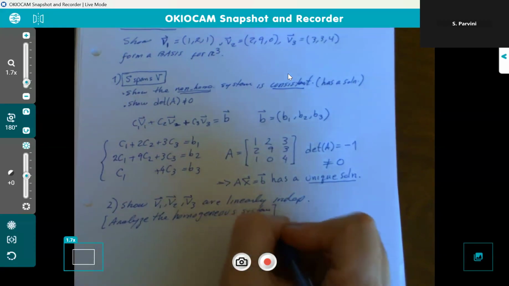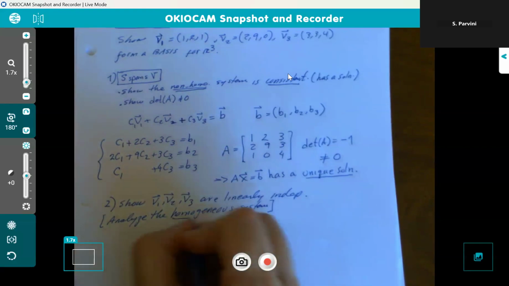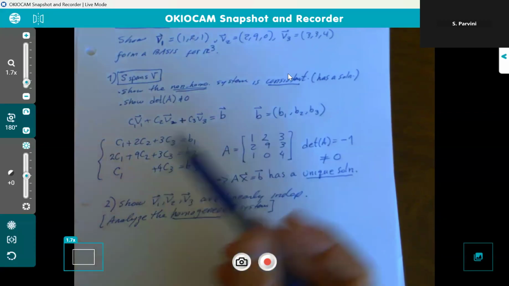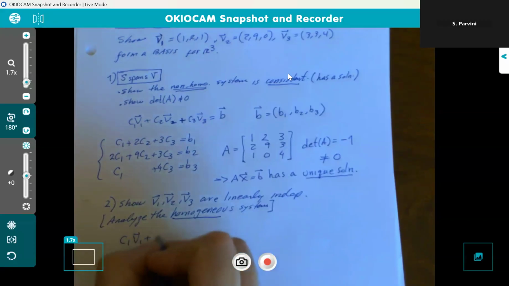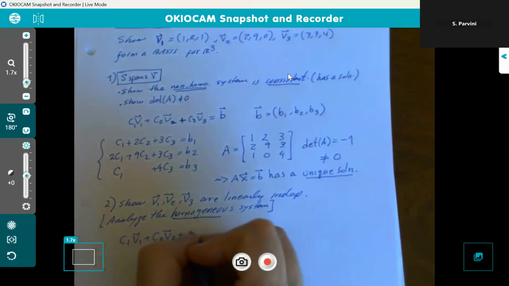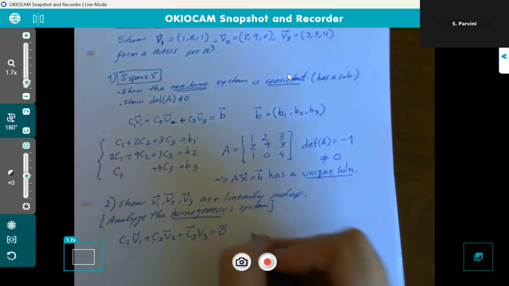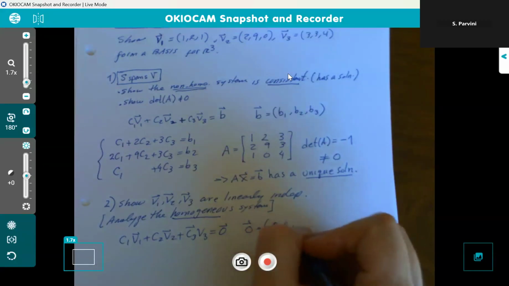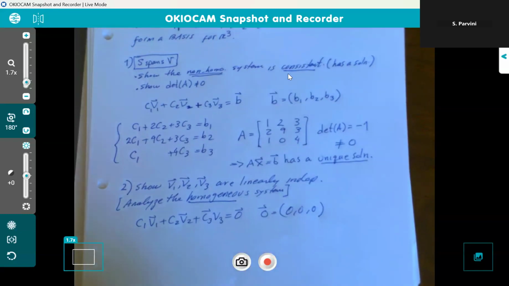Okay, so for spanning, you look at the non-homogeneous system. For linear independence, you look at the homogeneous system. The homogeneous system is pretty much exactly the same thing, except you have 0, 0, 0. So I'm just going to write C1 V1 plus C2 V2 plus C3 V3 equals 0. There you go, the homogeneous system, where the 0, in my example in R3, has 3 components. Each component of that 0 vector is 0 itself.